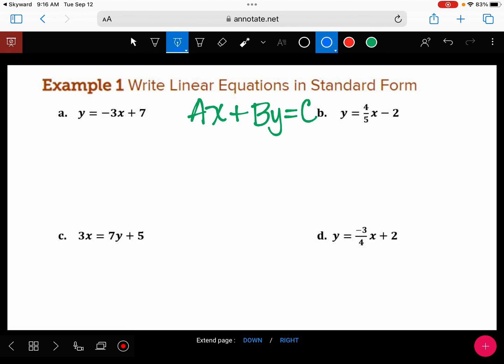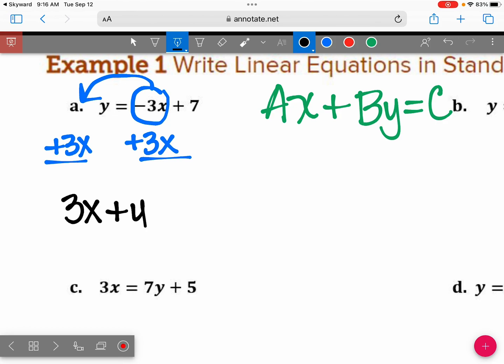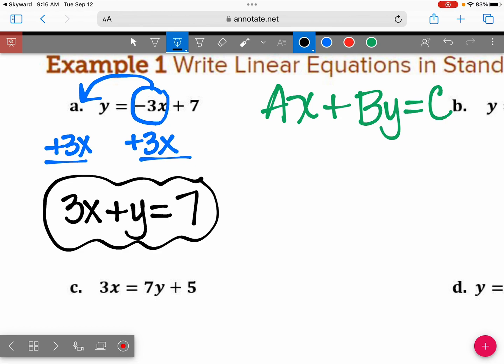So all I need to do to put equation A in standard form is move this negative 3x over. When I move it over, it becomes positive because I'm adding it. When I move it across, I'm adding it over. So I'm adding 3x. Oops, I didn't mean to write 3y. I'm adding 3x, so it would be 3x plus y equals 7. And that's standard form. So you have to ask yourself, do you have all whole numbers?